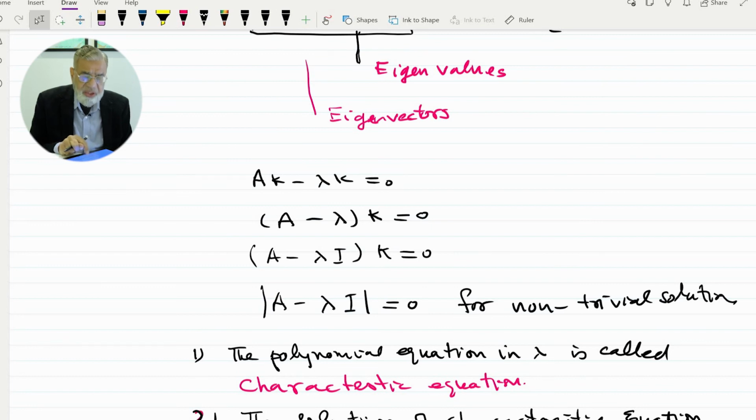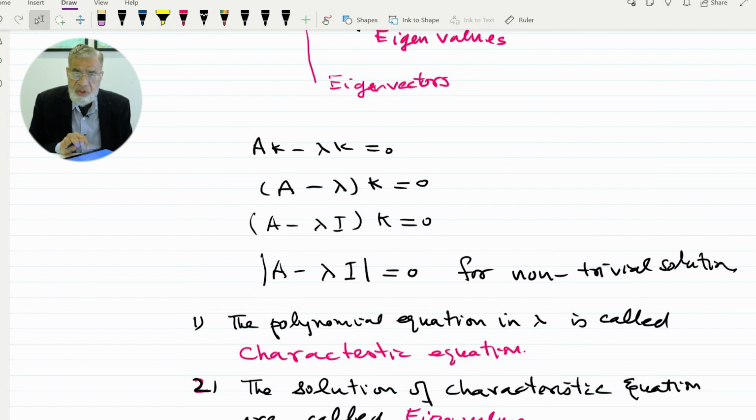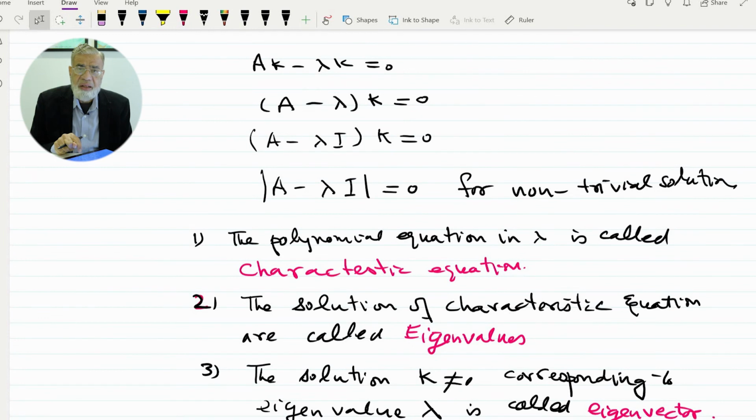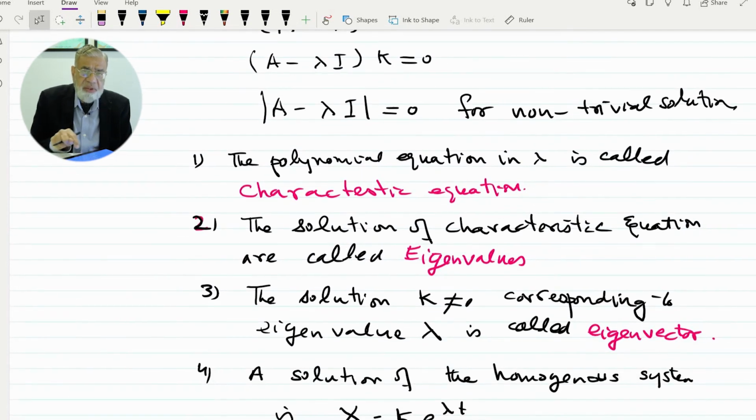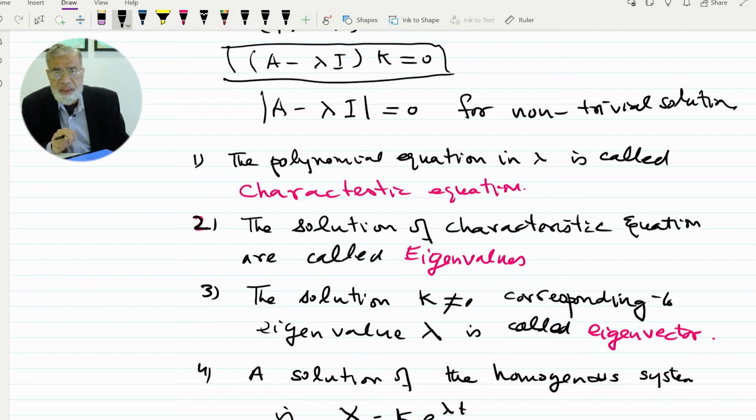When we open this determinant, we get an equation in lambda, and this polynomial equation in lambda is called the characteristic equation. We solve it and find the roots of the characteristic equation. These roots are known as eigenvalues. Then each eigenvalue has a related eigenvector. We solve for it by substituting in this equation, A minus lambda I into k. We find the value of k, and this value of k gives me the eigenvector. So we have eigenvalues and eigenvectors related to matrix A.